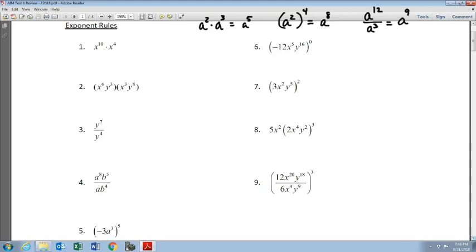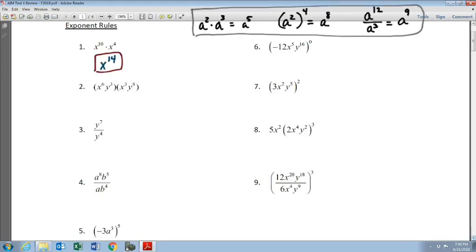So here we're going to need the product rule, so we'll add the exponents. And we get x to the 14th. Let's look at number 2. Now number 2 is really just like number 1. If you wanted to, you actually could rearrange this. You know that when you multiply, the order is not important, so we could rearrange it so we have our x's and our y's together. Most people don't do that. We just add our exponents, and without having to rearrange it, you get x to the 9th and y to the 11th. Number 3 is the quotient rule, so we're going to subtract the exponents, and you get y cubed.